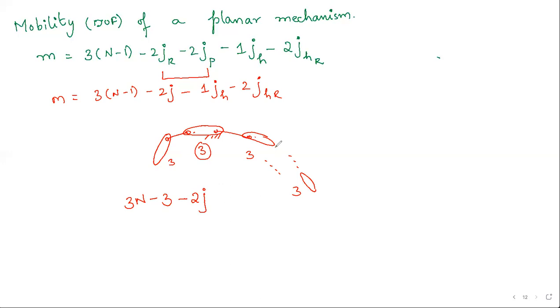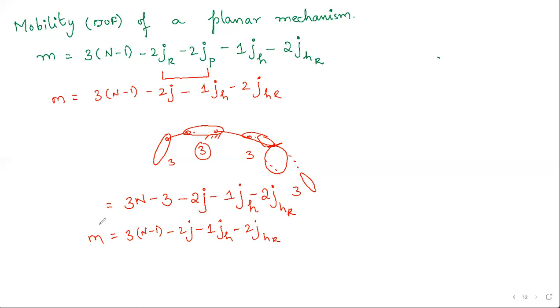And then suppose I have connected using a higher pair here. Higher pair means, for example, a gear over here or something. It is connected using a higher pair. So higher pair, how many degrees of freedom do they block? They block 1 degree of freedom with slipping, and they block 2 degrees of freedom without slipping. It means pure rolling condition. Yes. Now you take 3 common from this n minus 1, and this is 2j, and this is 1jh, and this is 2jhr. This is the mobility equation and its derivation.